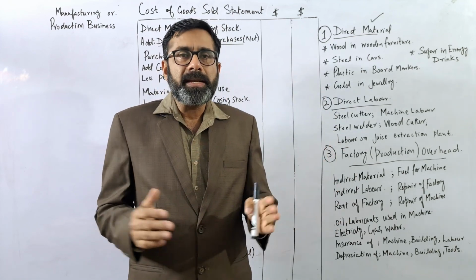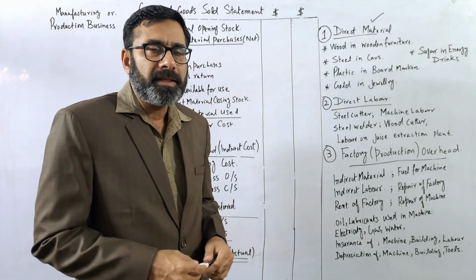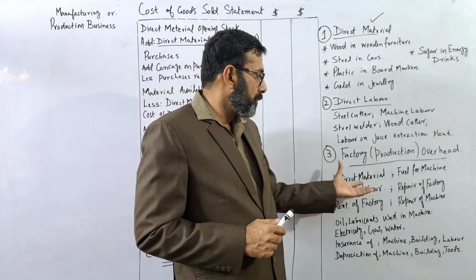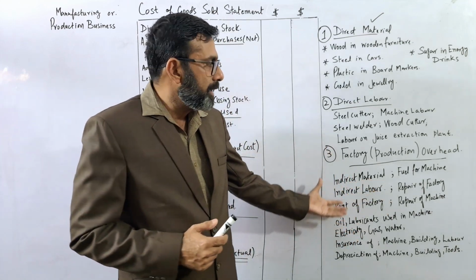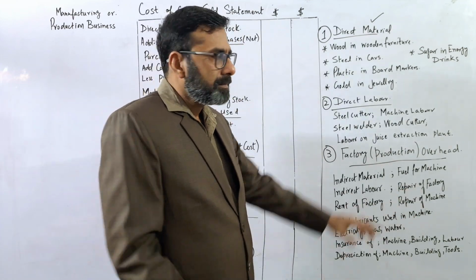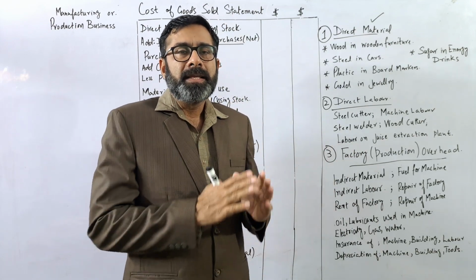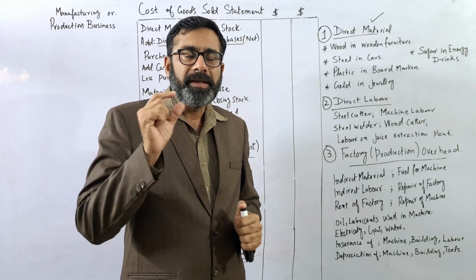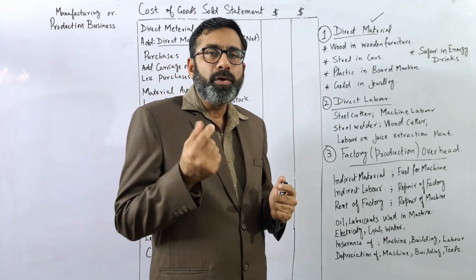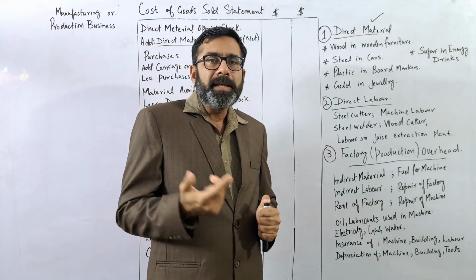But there are some indirect costs, or indirect materials, indirect labors, or other factory costs. All those factory costs are included in the factory overhead, or what we call the production overhead. For example, in wooden furniture, the main thing is the wood. But obviously there are some supplementary materials, the materials which are used in less quantity. Let's say the screws, the glue. They are using some paints or polish.